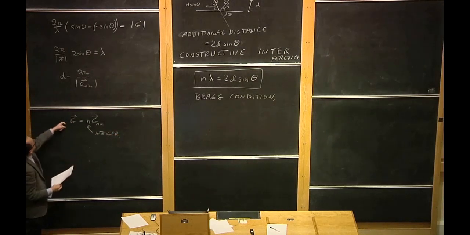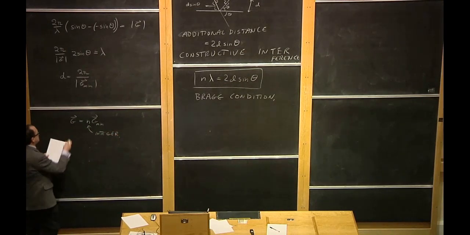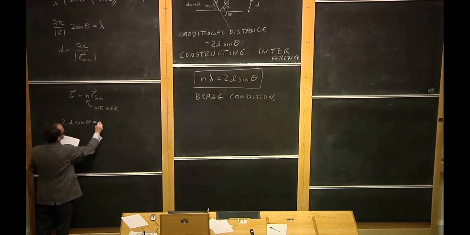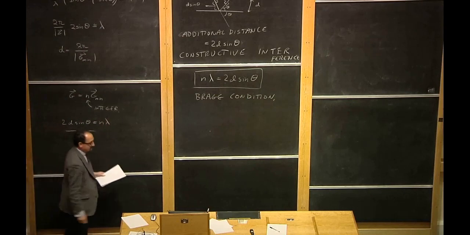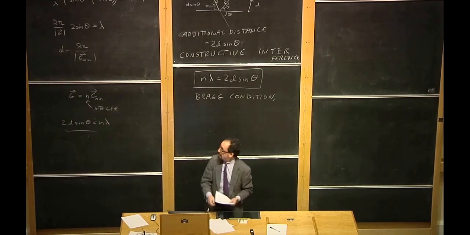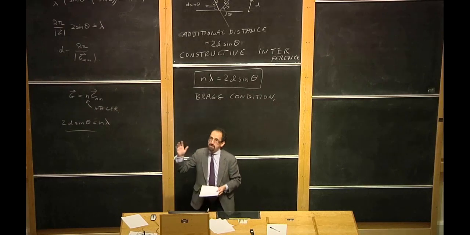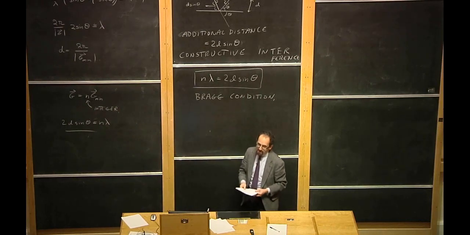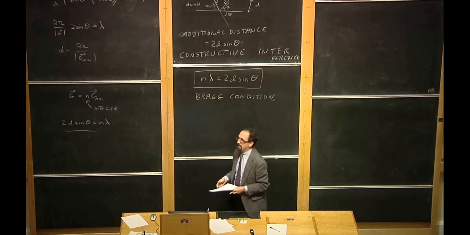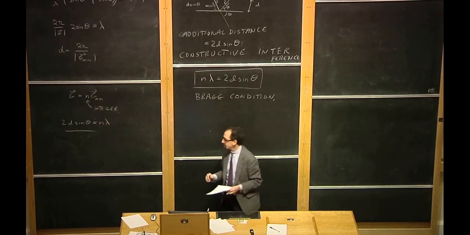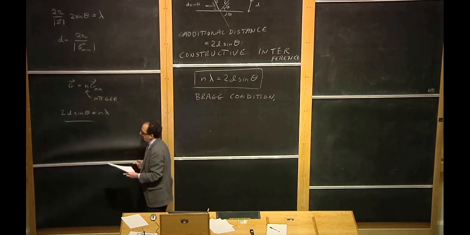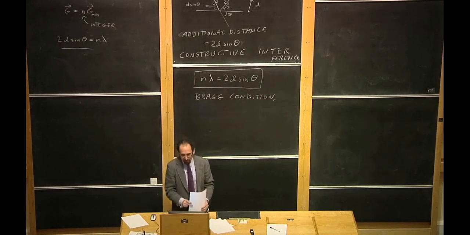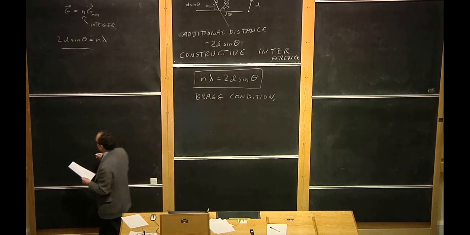So substituting this equation and this equation into the equation just above gives us 2d sine theta equals n lambda, the Bragg condition. So what we've shown is that the Laue condition, this conservation of crystal momentum, is the same thing as requiring constructive interference or having the Bragg condition satisfied. Okay? Good? All right.